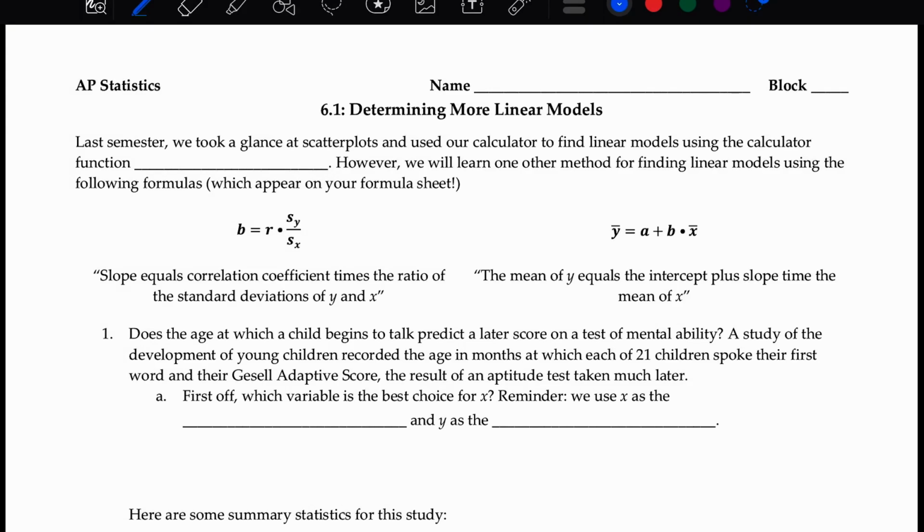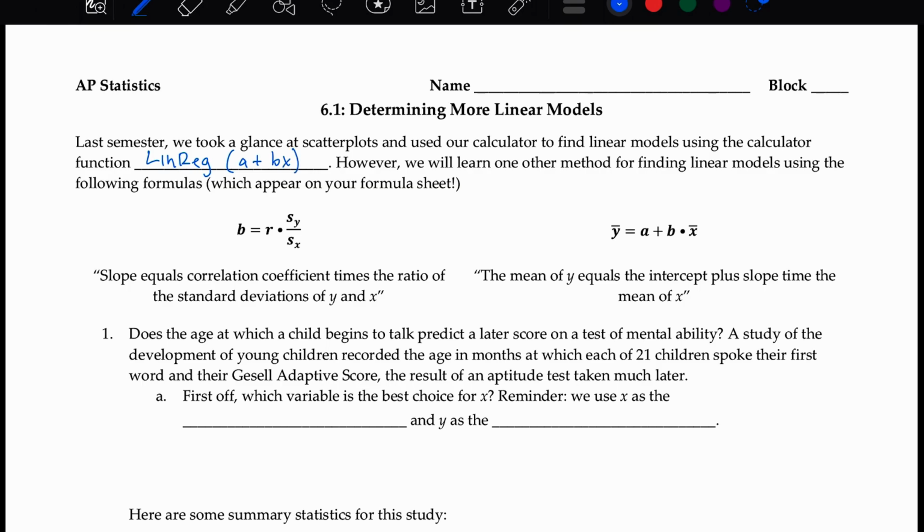Hello and welcome to Video Notes 6.1, where we're going to talk about determining more linear models. This is picking up in Unit 6, where we left off in Unit 1, bookends, for talking about linear regression models. The first time we looked at this, we were looking at scatter plots, and we used our calculator to help us find linear models. Using the calculator function is called LinReg(a+bx).